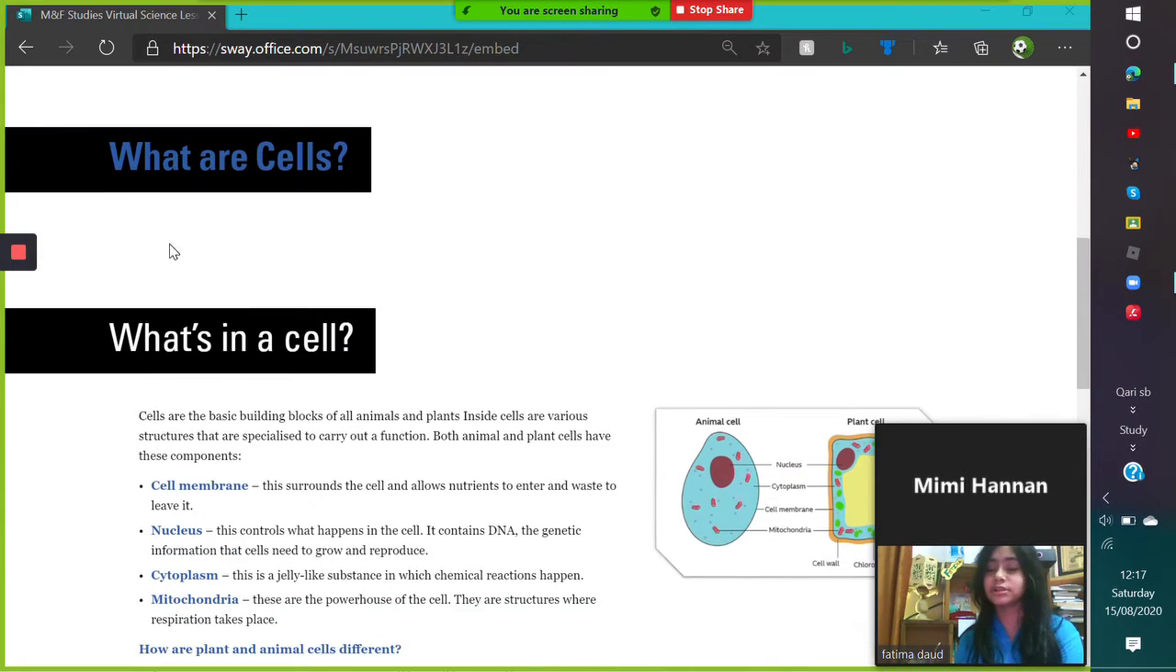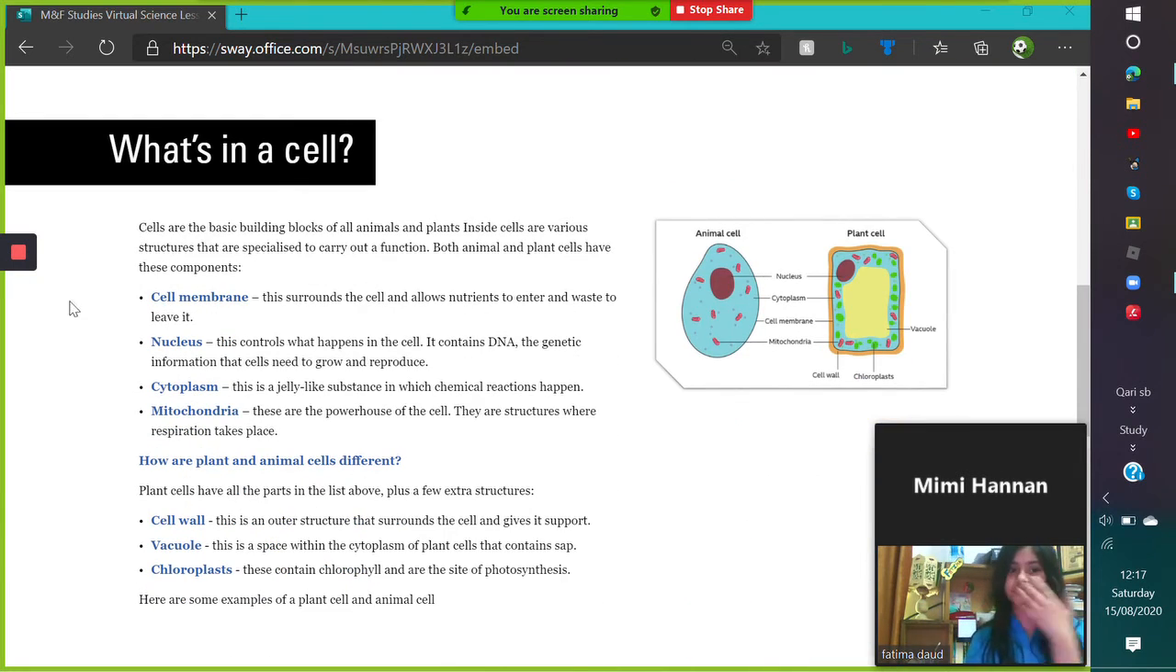What are cells? What's in a cell? Cells are the basic building blocks of all animals and plants. Inside cells are various structures that are specialized to carry out a function. Both animal and plant cells have these components: cell membrane, nucleus, cytoplasm, and mitochondria.